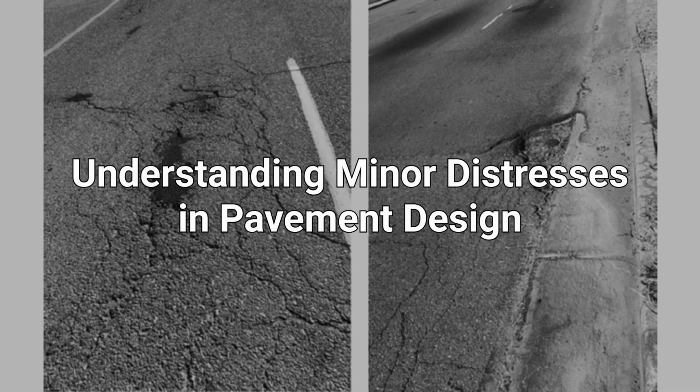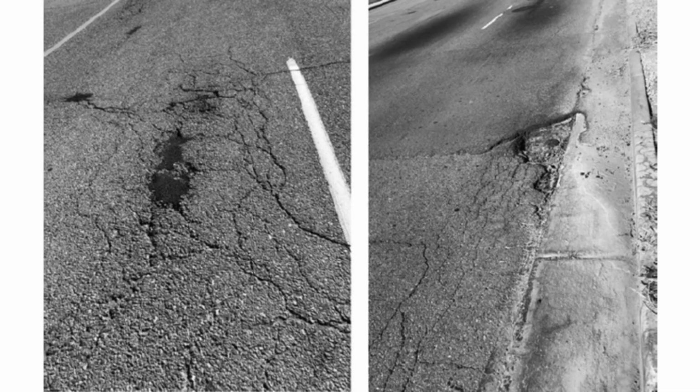Understanding minor distresses in pavement design. Minor distresses. The four major distresses discussed above are considered while designing the pavement. There are some minor distresses which are considered for asphalt mix design and maintenance and rehabilitation operations. Stripping. Definition: stripping is moisture-related damage, the loss of bond between aggregates and asphalt binder beginning at the bottom of the HMA layer and progressing upward.